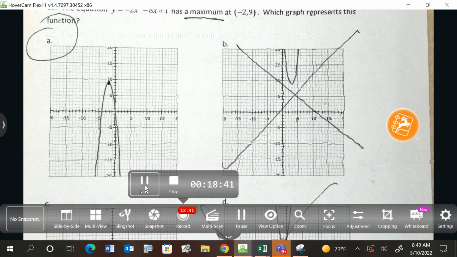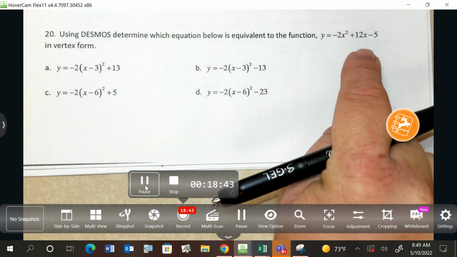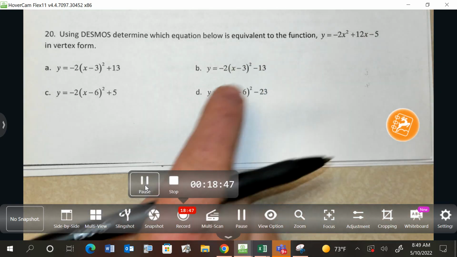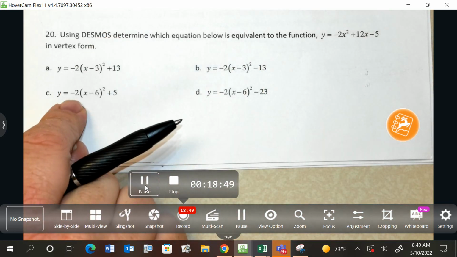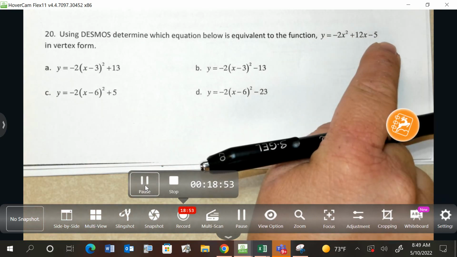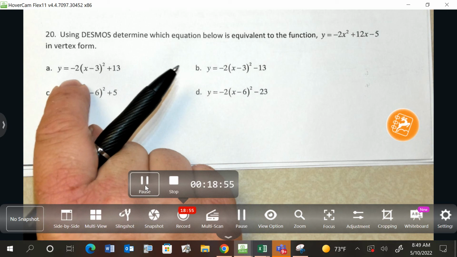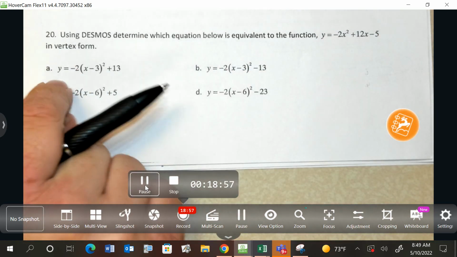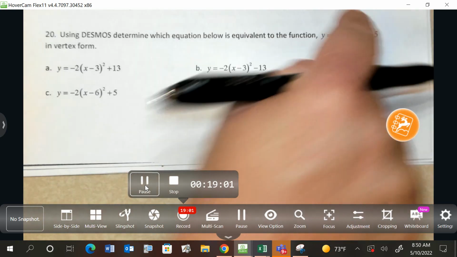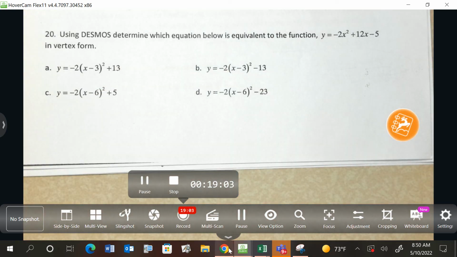Question 20, it says, hey, we got an equation, and this is in standard form, and I want to know what would be the equivalent equation in vertex form. So here's what I want us to do. I'll show you how to do the first one. I'm going to plug this into Desmos, and then I'm going to plug in A. If they're the exact same, I know it's the answer. If not, then I'm going to switch it to B and compare these. If it's not, then I'm going to go to C. So watch me do the first one, please.